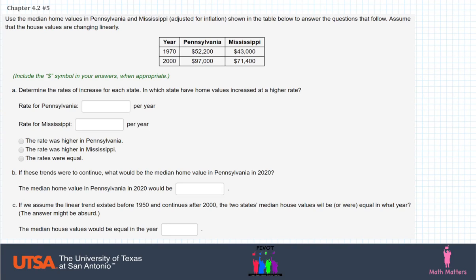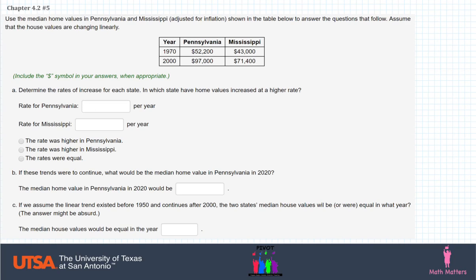Chapter 4.2, number 5. Use the median home values in Pennsylvania and Mississippi shown in the table below to answer the questions that follow. Assume that the house values are changed linearly. Part A asks, determine the rates of increase for each state. In which state has the home value increased at a higher rate?